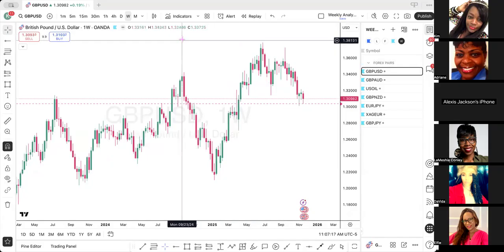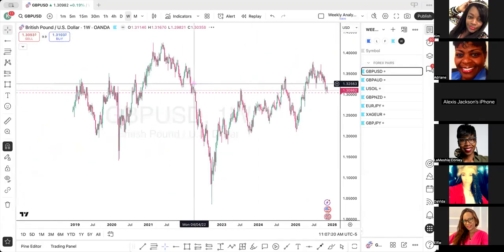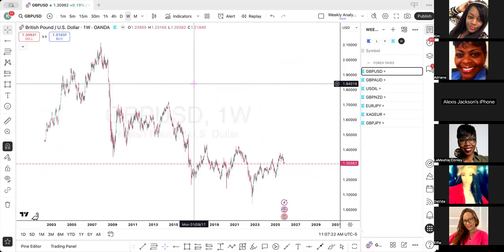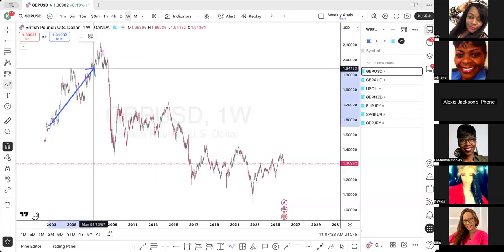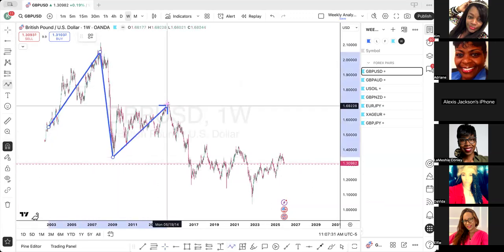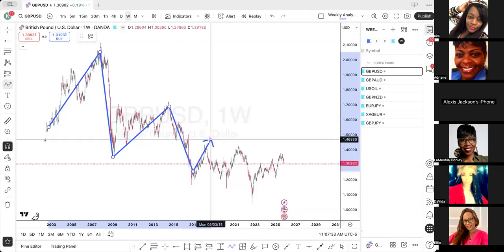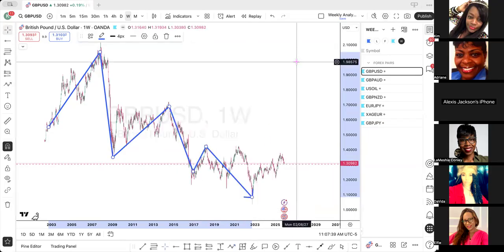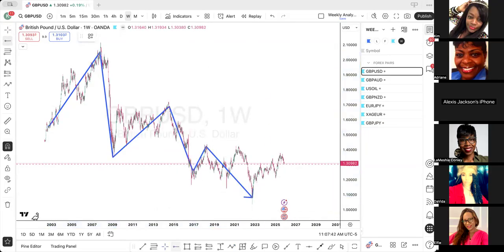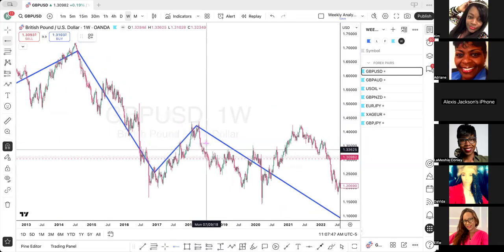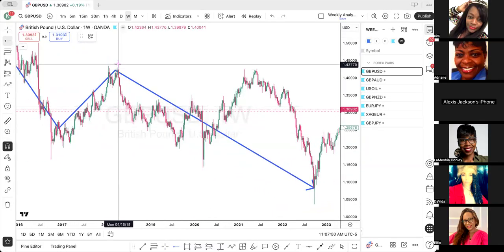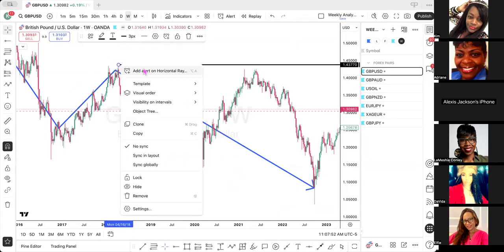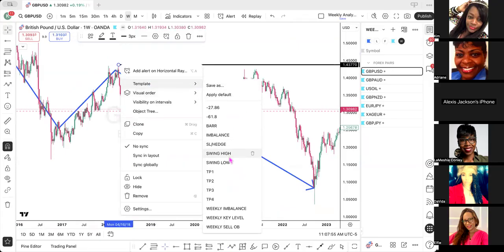All right, so GBP USD, we're on the weekly. We're looking at the big picture. As always, we're looking at market structure. So we've gone here to here, here to here to here to here. All right, that's the structure. So we're currently in this higher time frame structure with this being the current swing high.